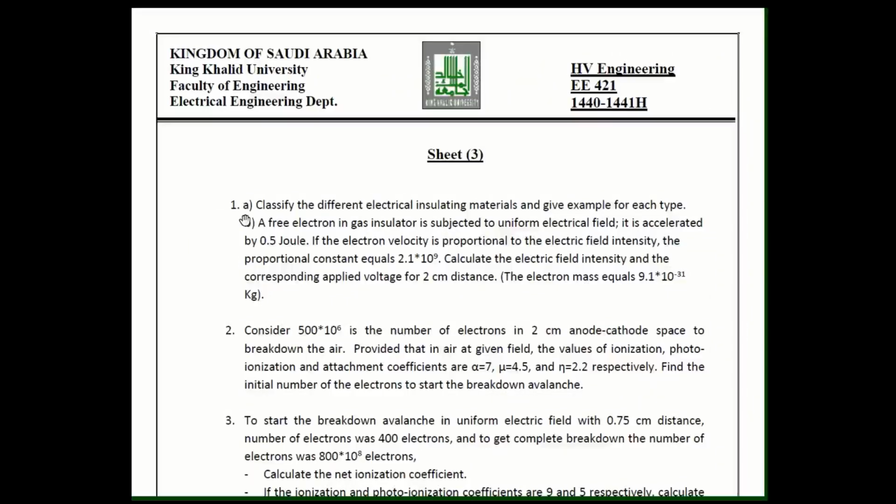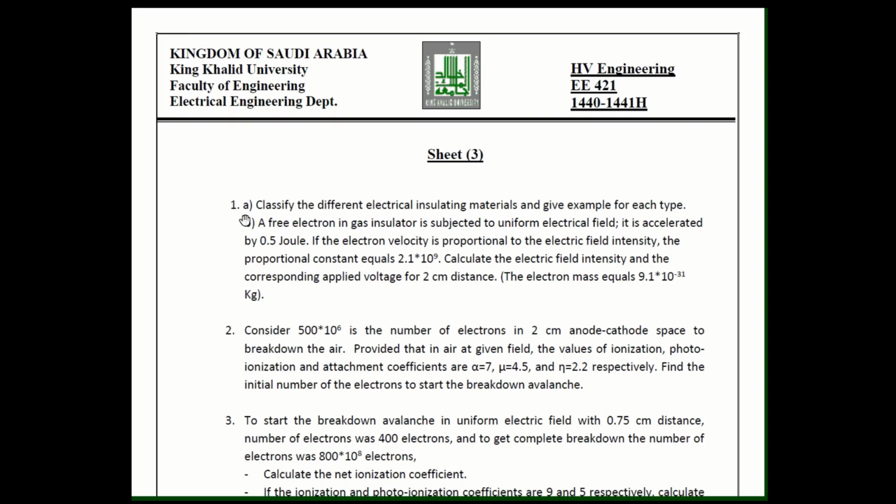So today we are gonna start solving tutorial sheet number 3, which is part of high voltage engineering. Before I start solving the problems, I hope all of you have a small note and a calculator. In the note, if you have any question, any doubt, any misunderstanding in any part of the questions that I will solve today, I hope you write it down, and at the end of this session I will give you time to ask your questions.